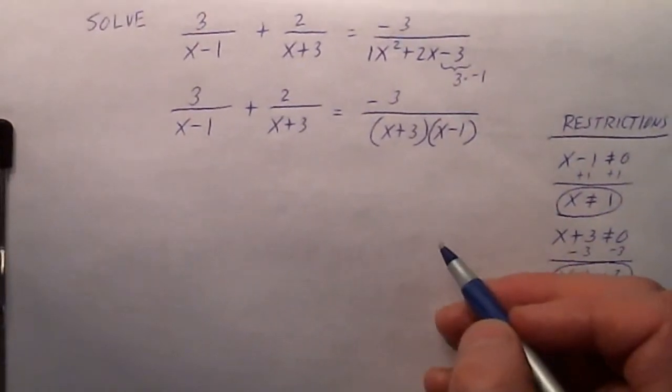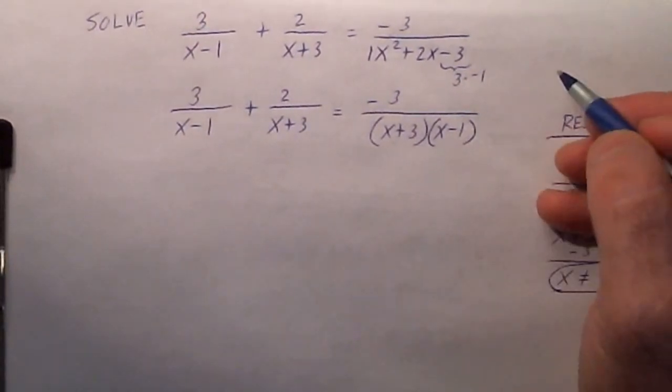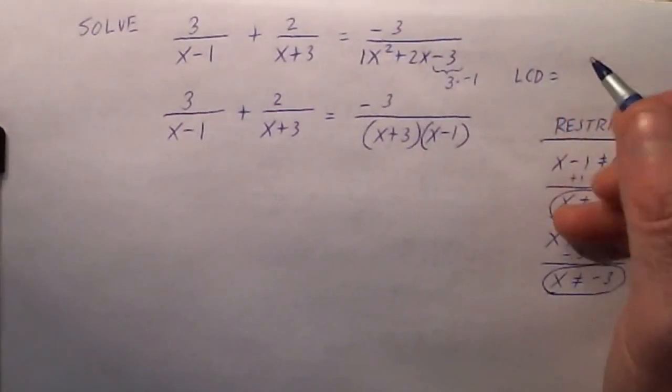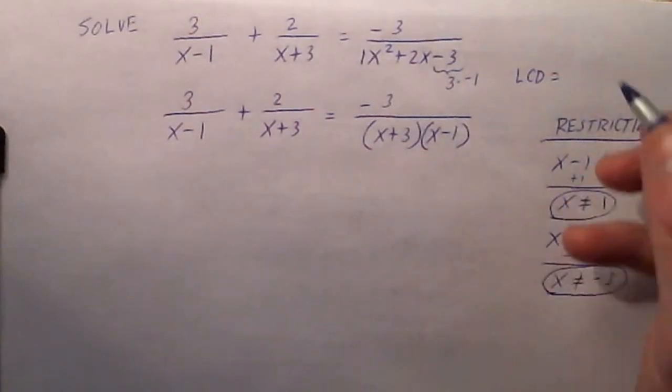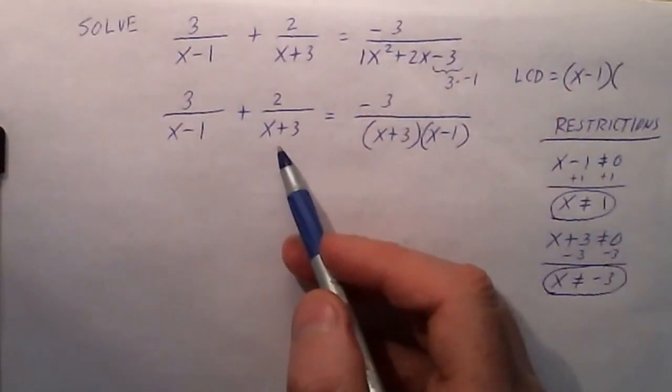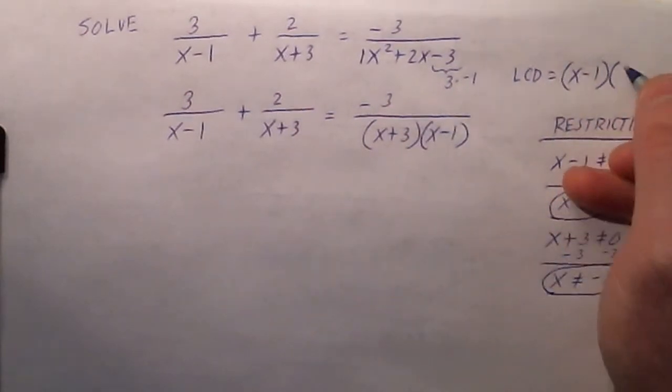Now the next move is, ladies and gentlemen, we need our least common denominator for this rational equation. And what are we going to need for our least common denominator? Well, we're going to need one factor of x minus 1. And we're going to need a binomial factor of x plus 3.